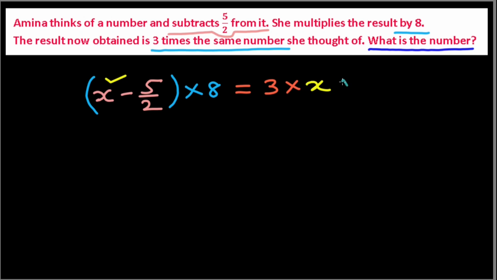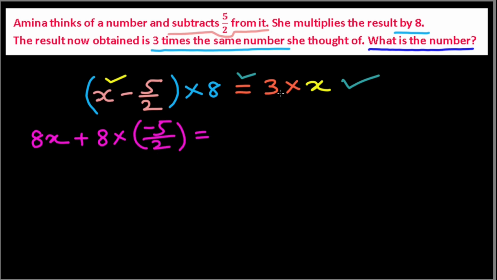This is the linear equation in one variable wherein the variable x is on both sides of the equal sign. We will open the bracket on the left hand side. So it will be 8 multiplied by x, 8x, plus 8 multiplied by minus 5 by 2, which equals the right hand side, 3 multiplied by x, 3x. Now here 2 ones are 2, 2 fours are 8. So we write 8x, 4 into minus 5, minus 20 equals 3x.